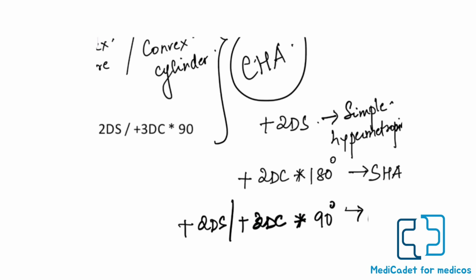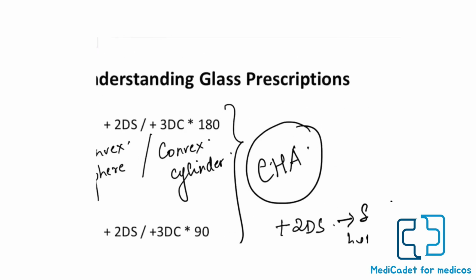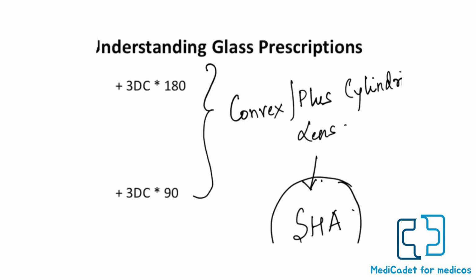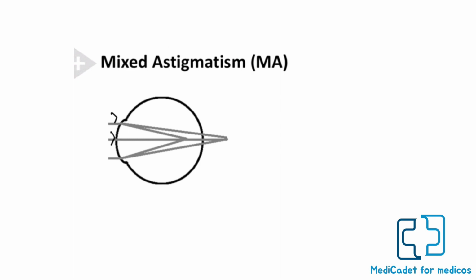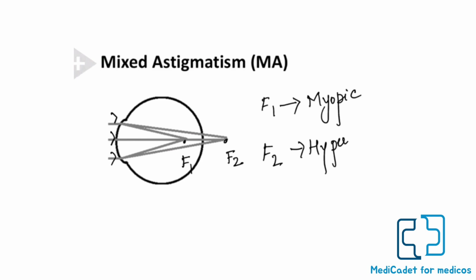Okay, so I hope up to here is clear to everybody. You will be able to solve prescriptions from here. So the only one that remains is the last one, that is mixed astigmatism. Just to recall the image of mixed astigmatism, it looks something like this. If you remember from our previous session, in mixed astigmatism, the parallel bundle of rays end up meeting at 2 points, F1 and F2. But here our F1 is myopic and our F2 is hypermetropic.